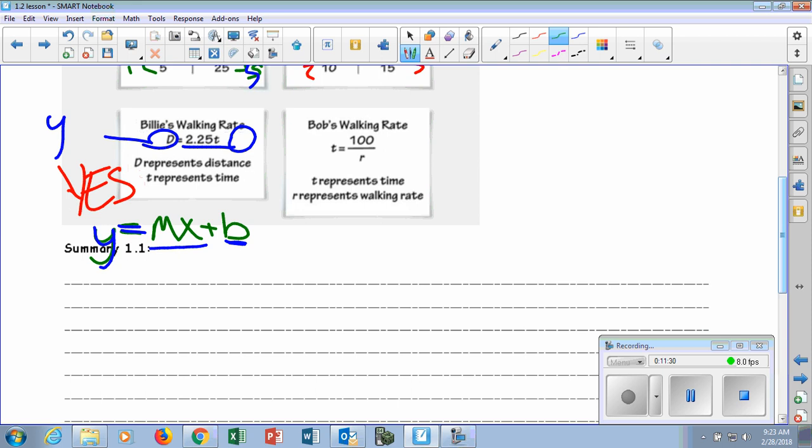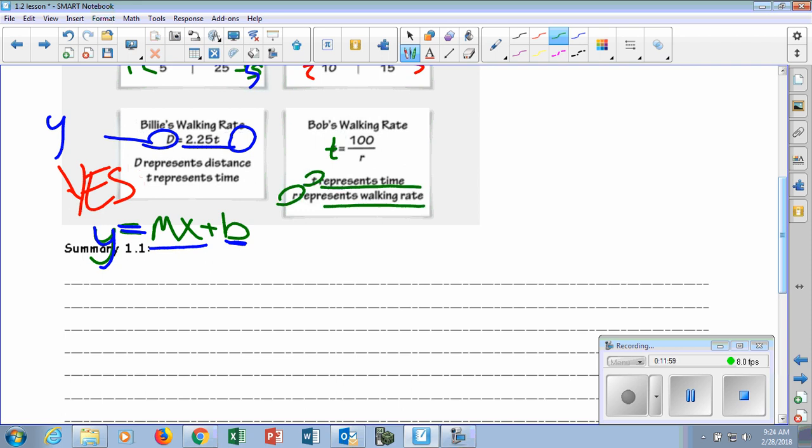Zane. You don't think it can? Okay, why do you think that? Because t is the time, so if you take like 100 divided by r, like let's say r was 3, divided by 3 would be 33. Okay. The r is the person's walking rate. The r represents their walking rate, which is what they told us, and the t represents their time, which is what they stated to us below.